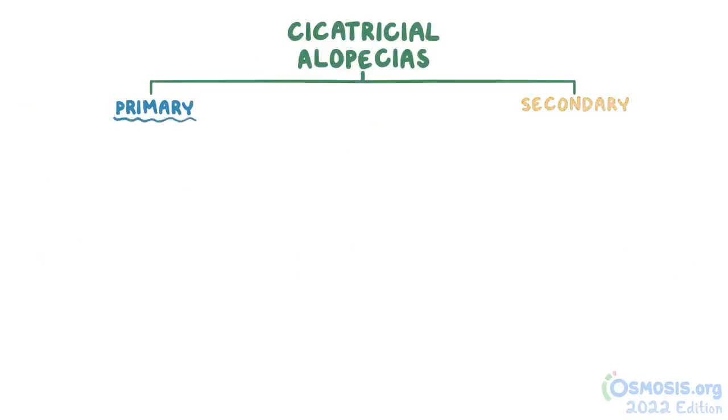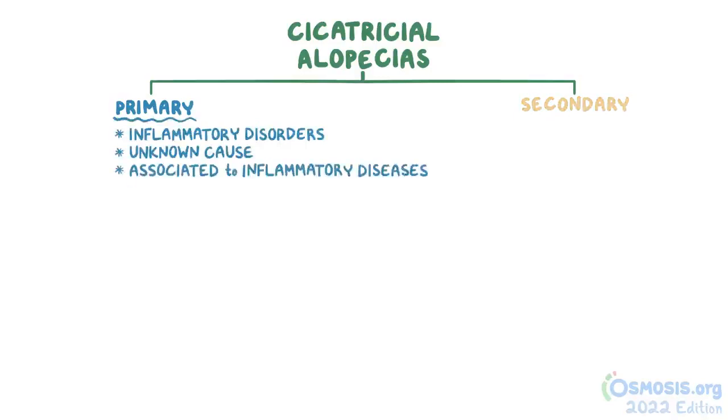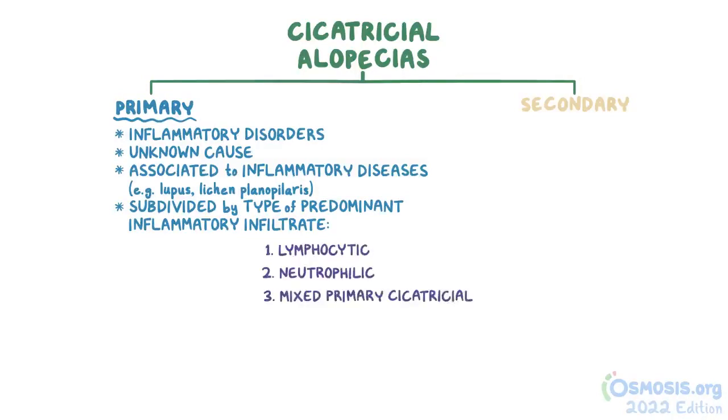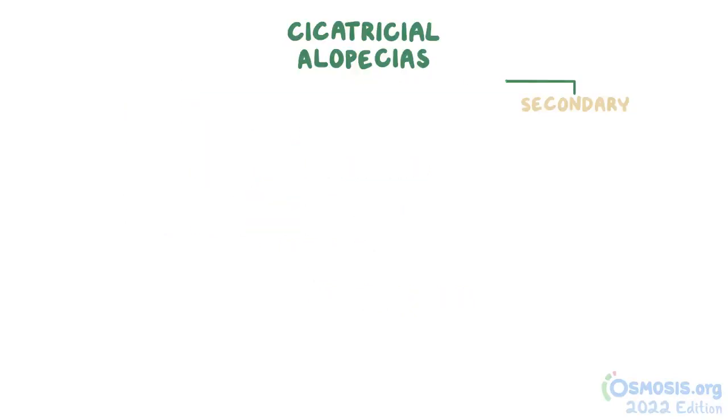Primary cicatricial alopecias are inflammatory disorders with unknown cause, which might be associated with inflammatory diseases like lupus or lichen planopilaris, and are subdivided by the type of predominant inflammatory infiltrate detected on scalp biopsy into lymphocytic, neutrophilic, and mixed primary cicatricial alopecias. Treatment strategies are different for each subtype.